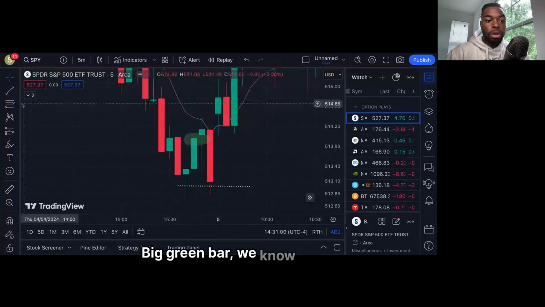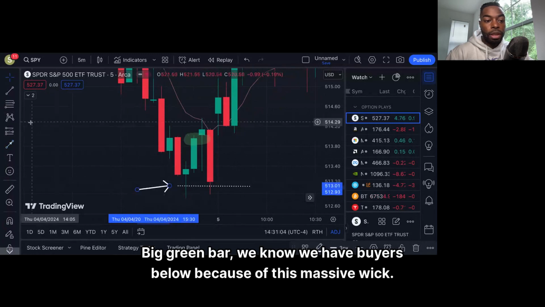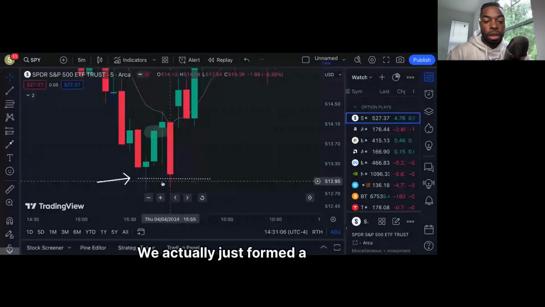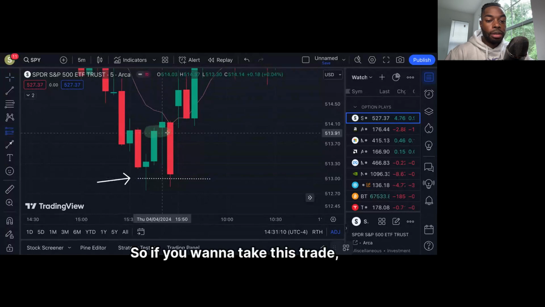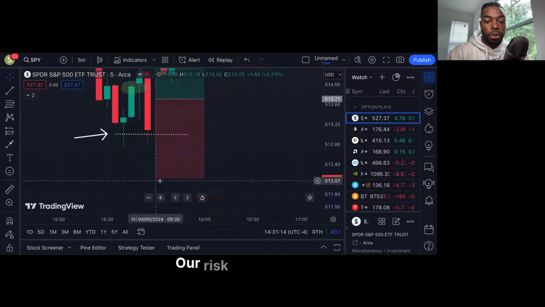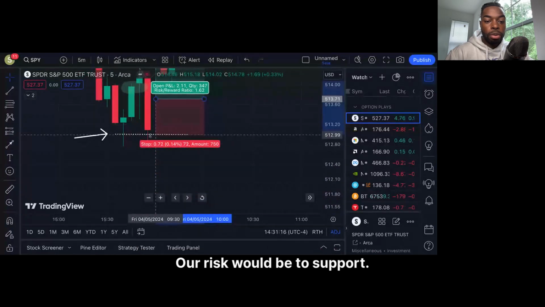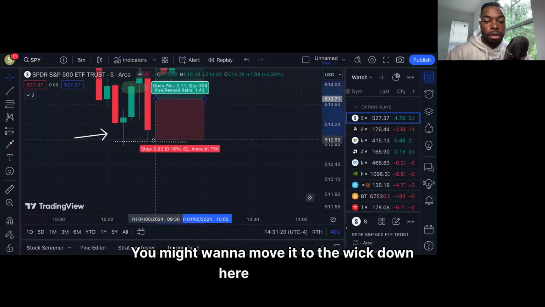Big green bar, we know we have buyers below because of this massive wick. We actually just formed a double bottom here. So if you want to take this trade, you want to put on a long position anywhere down here, our risk would be to support. You might want to move it to the wick down here to support.